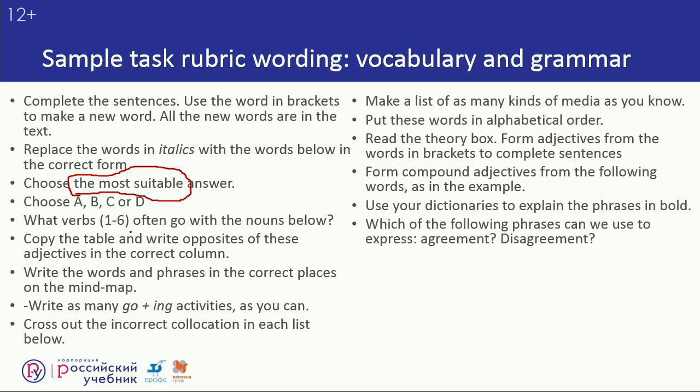What verbs 1 to 6 often go with the nouns below? Copy the table and write opposites of these adjectives in the correct column. Write the words and phrase in the correct places of the mind map. Write as many go plus ing activities as you can. Cross out the incorrect collocation in each list below. Make a list of as many kinds of media as you know. Put these words in alphabetical order. Read the theory box. Form adjectives.